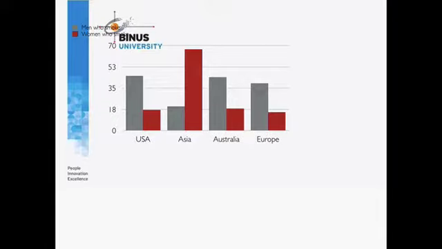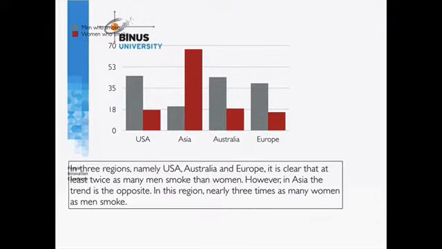So the first thing to do is to look at that bar chart and think, well, what are the most obvious things? And you can see that, well, in USA, Australia and Europe, the grey is higher than the red. And yet in Asia, the red is much higher than the grey. So therefore, your overview is going to look something like this.